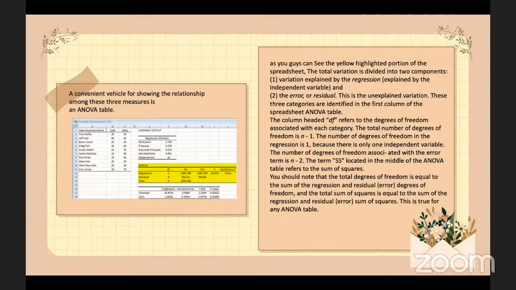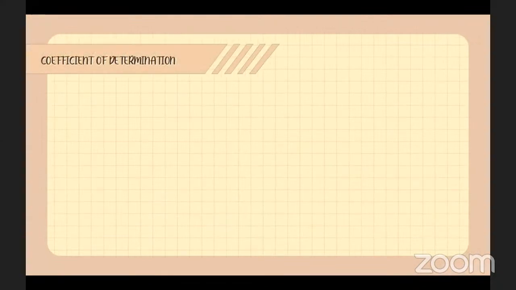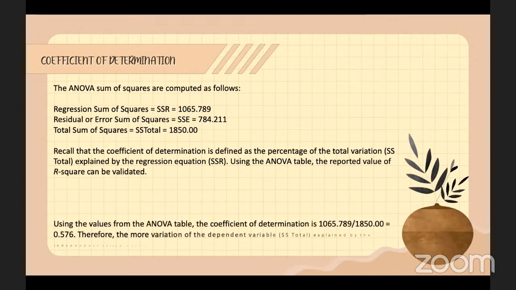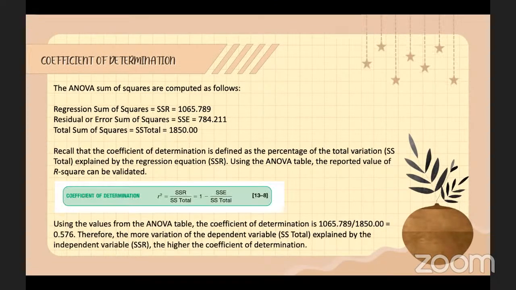You should note that the total degrees of freedom is equal to the sum of the regression and residual or error degrees of freedom. And the total sum of squares is equal to the sum of the regression and residual sum of squares. This is true for any ANOVA table. And the ANOVA sum of squares are computed as follows.